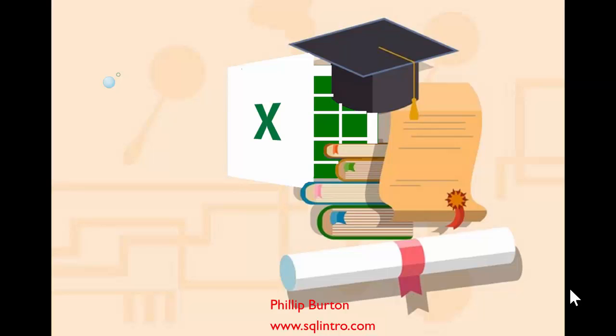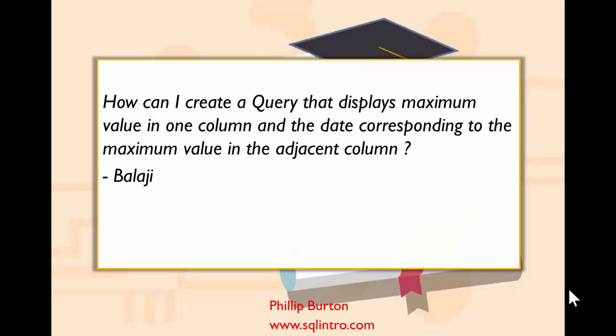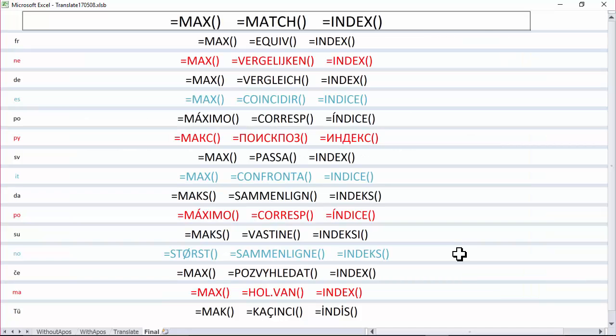So let's have a look at today's question. And today's question comes from Udemy. How can I create a query that displays the maximum value in one column and the date corresponding to the maximum value in the adjacent column? Well, that's a good question.